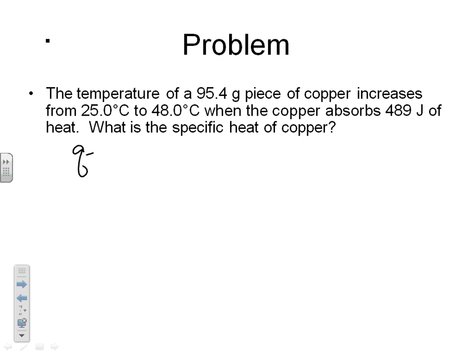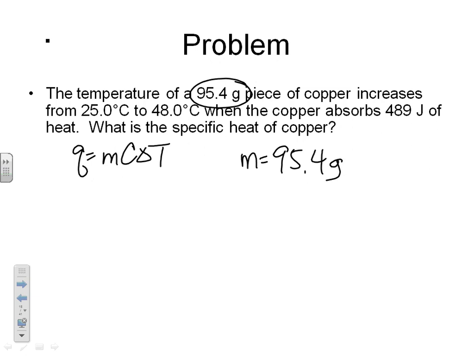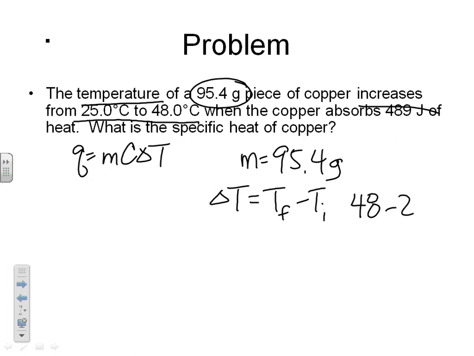So again, we have Q equals MC delta T. Pulling apart the problem, what information do we know? We know the mass of this sample, 95.4 grams. The temperature increases from 25 degrees Celsius to 48 degrees Celsius. So we have delta T information. Remember, it's T final minus T initial. So we look at the temperature that it ended at. It went from 25 to 48. So that means that it ended at 48 and it started at 25. So we're going to do 48 minus 25. We get a delta T value of 23 degrees Celsius.